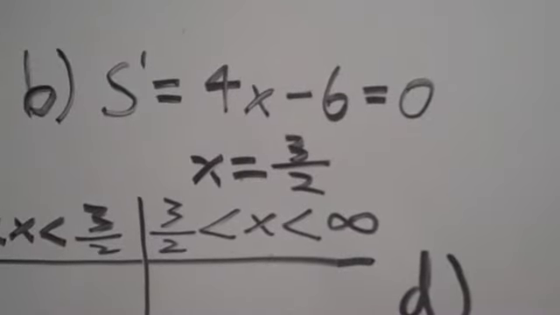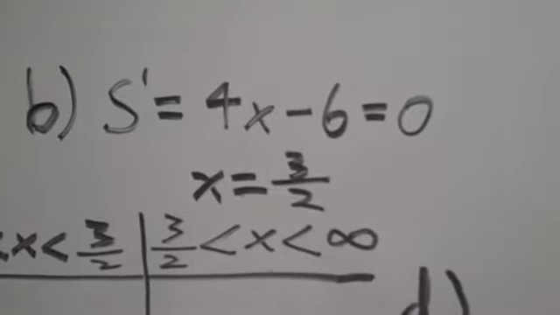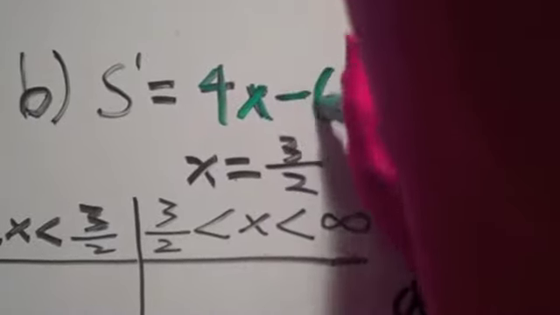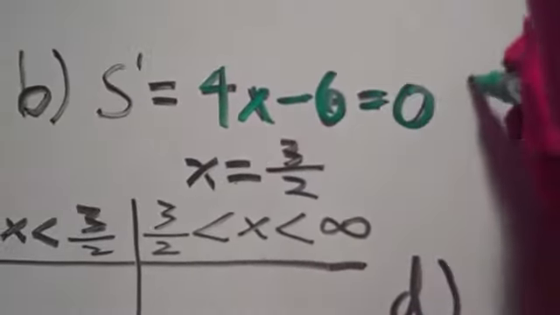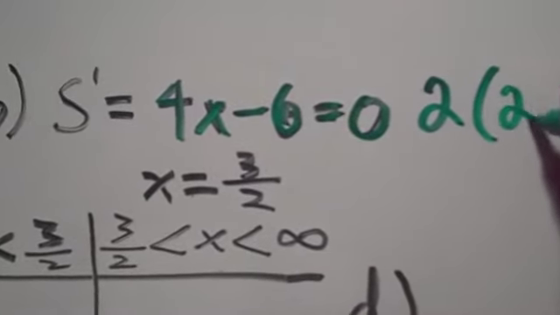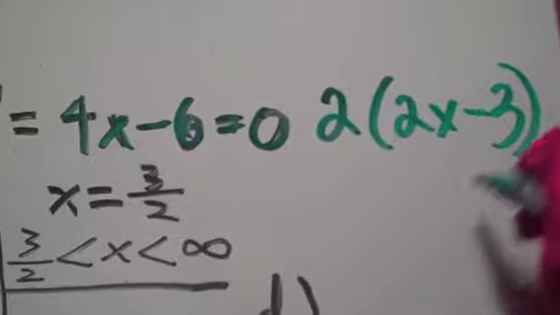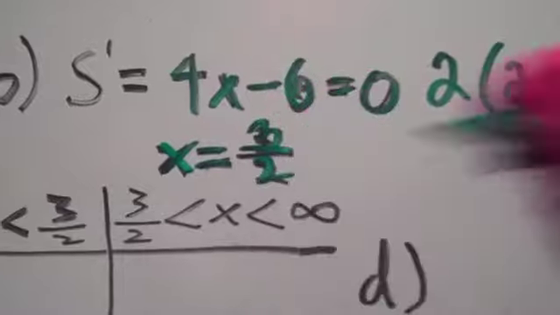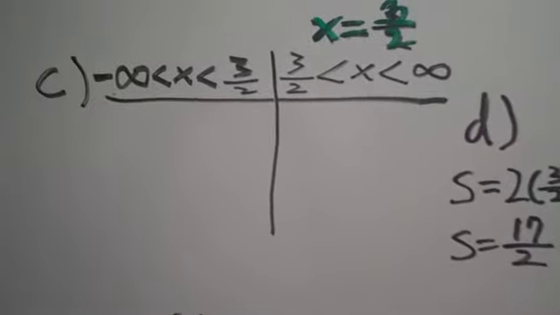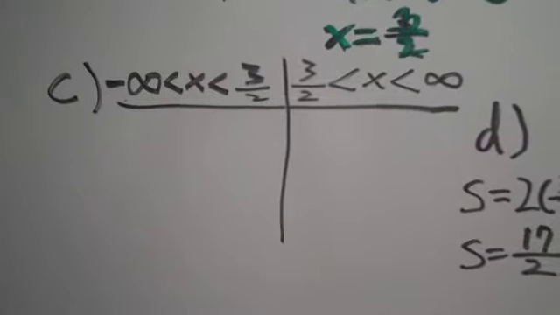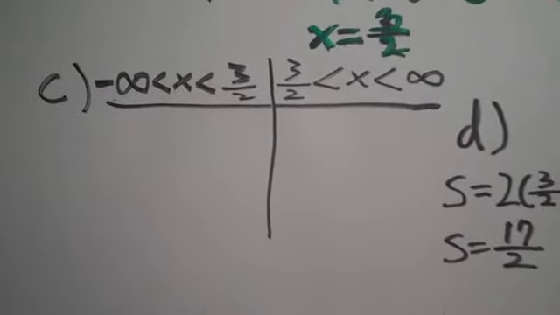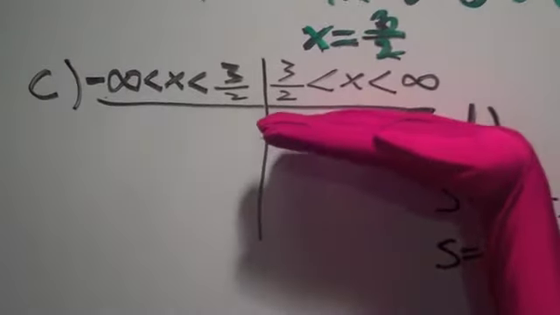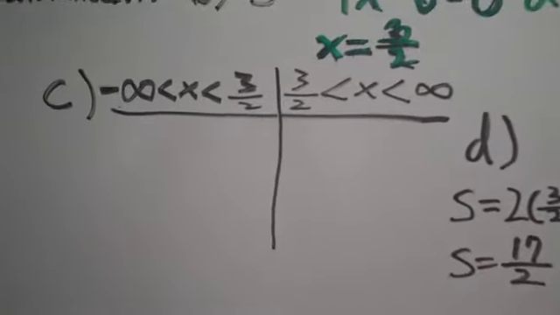Question B is simple. To find the critical points, find the derivative of s and set it equal to 0. x solves out to equal 3 over 2. In question C, to prove that x is a minimum, we use the first derivative test. The intervals are negative infinity less than x less than 3 halves, and 3 halves less than x less than infinity, since the critical point is 3 halves.